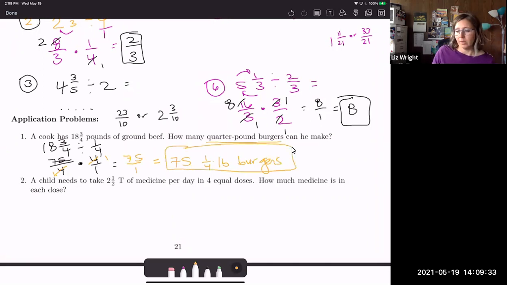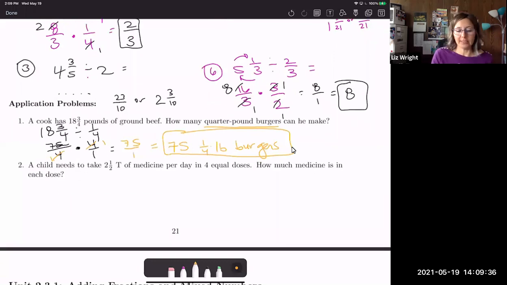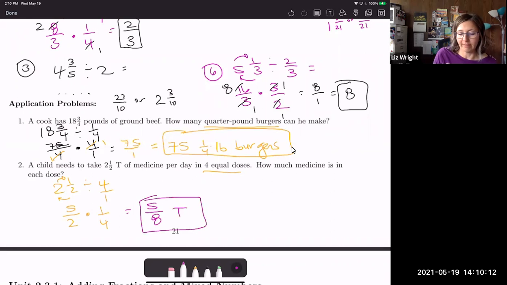And then the next one, it says a child needs to take 2 1/2 tablespoons of medicine per day in 4 equal doses. How much medicine is in each dose? So we're taking 2 1/2 and we're dividing it by 4. So let's convert this first. So we're getting 5 halves. We keep, we change, we flip. I don't see anywhere where we can reduce. So let's multiply straight across. And now we're going to get 5/8 of a what? A tablespoon. 5/8 of a tablespoon for each dose of that medication.